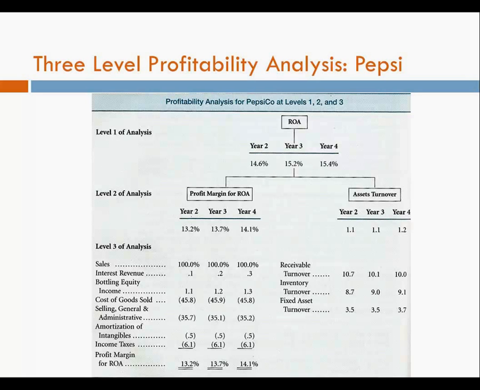Slight uptick from the bottlers. Cost of goods stayed about stable. That costs a little bit in administrative. And that's what did it.